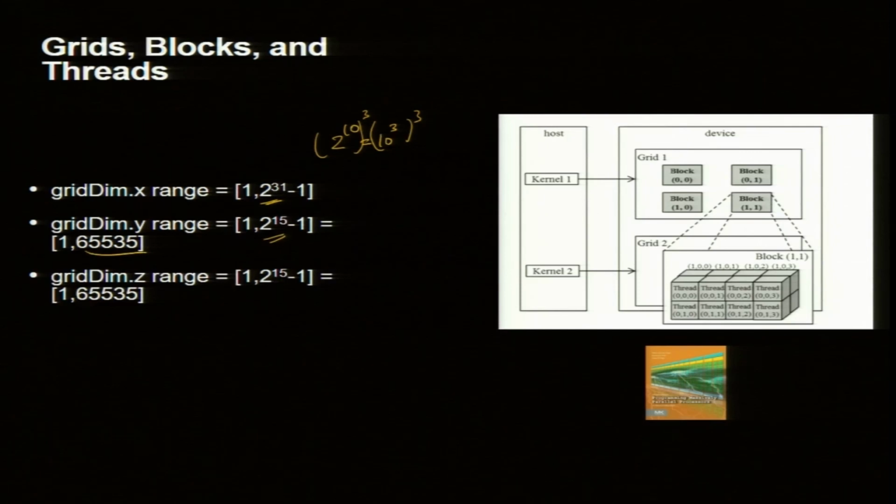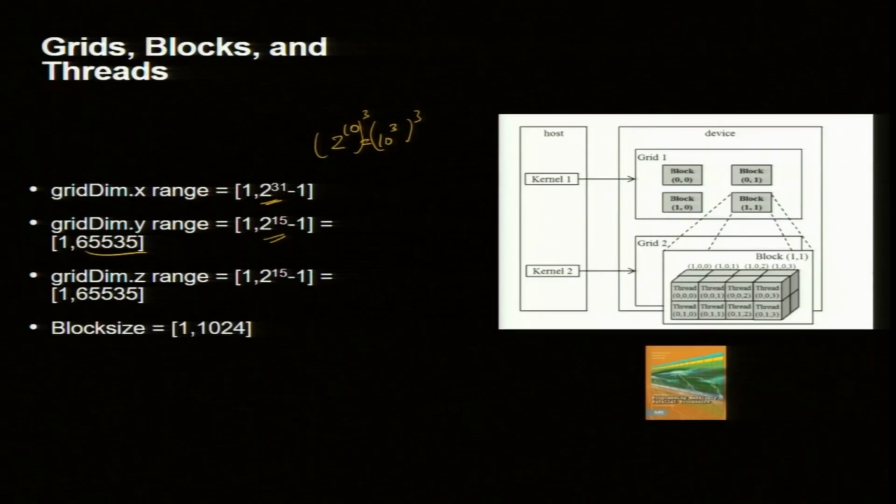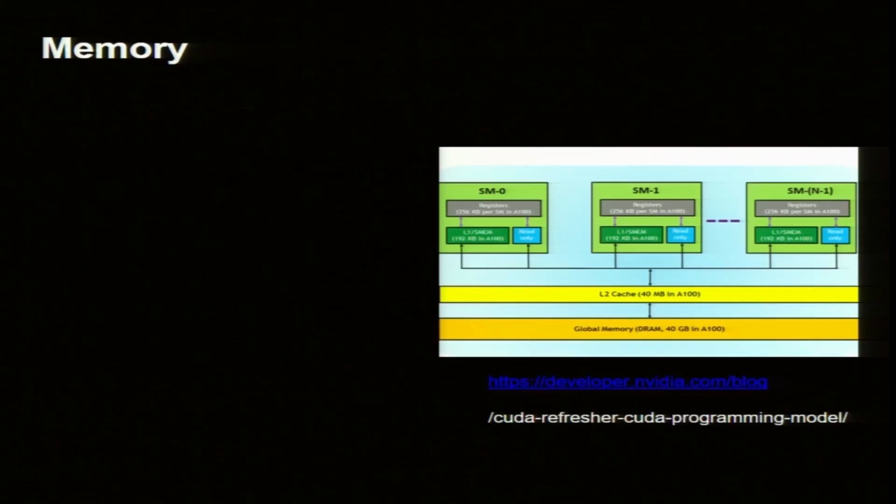So, you can have lots of blocks, and block size, which gives the number of threads, is max 1024. So, do not use more than 1024 threads in a block. XYZ is for a 3D array or 3D picture. For 1D we use just X.